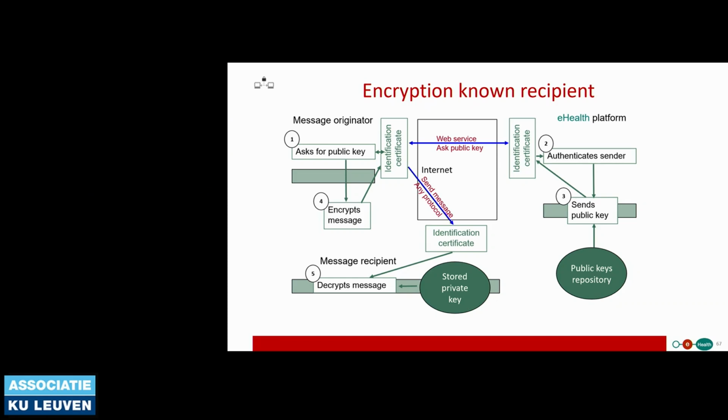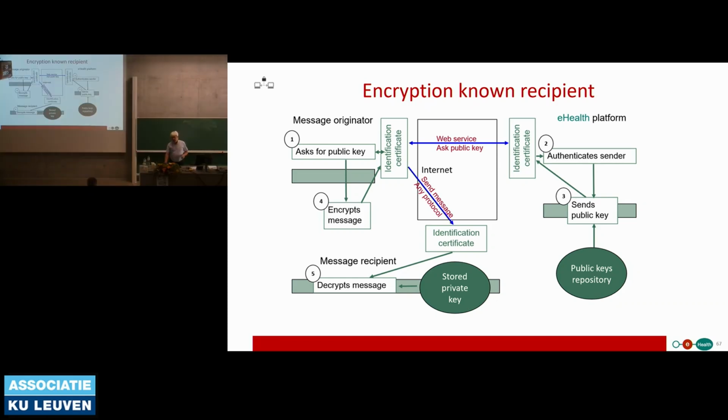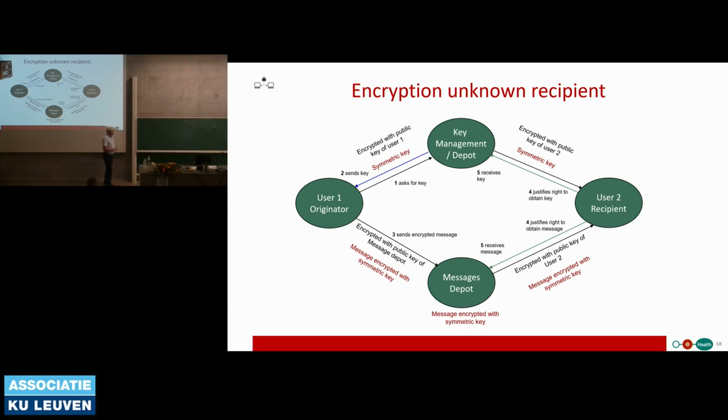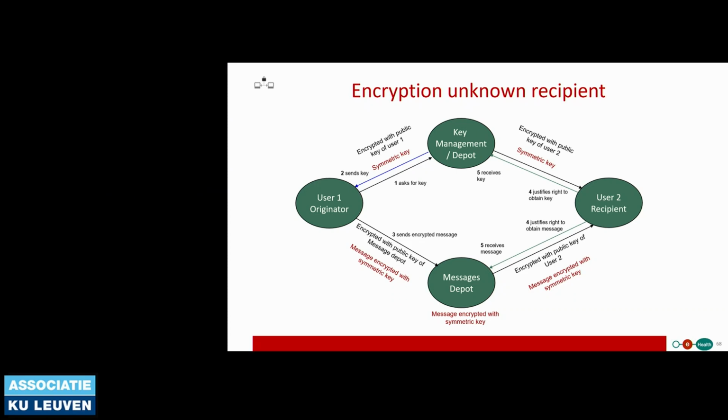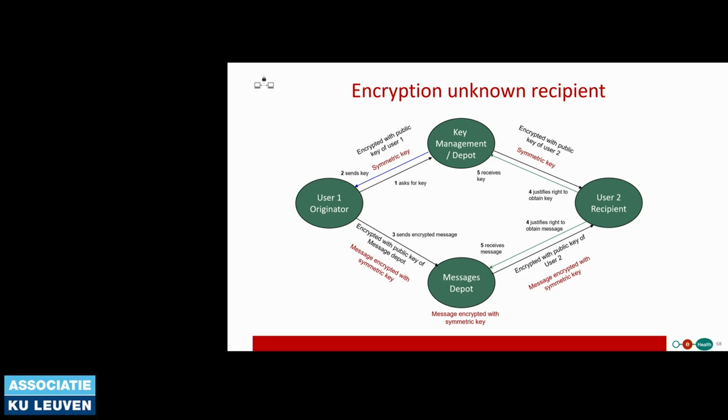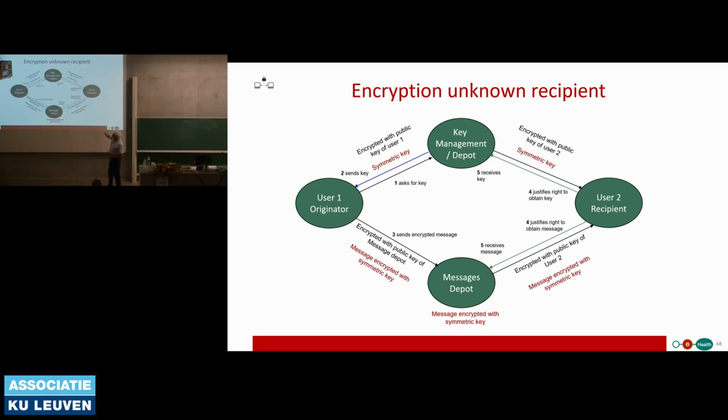So this is the situation that we have when the destiny is known at the moment that the information is sent. If we don't know it, we use symmetric cryptography, and we have a kind of division of tasks between the place where the encrypted messages are stored and the place where the decryption key is stored. Let's take the example of a medical doctor that wants to make a prescription for a drug. He will create a prescription, ask for a symmetric key, encrypt it, and put the encrypted message in a database. The decryption key is put in another database, separation of duties.